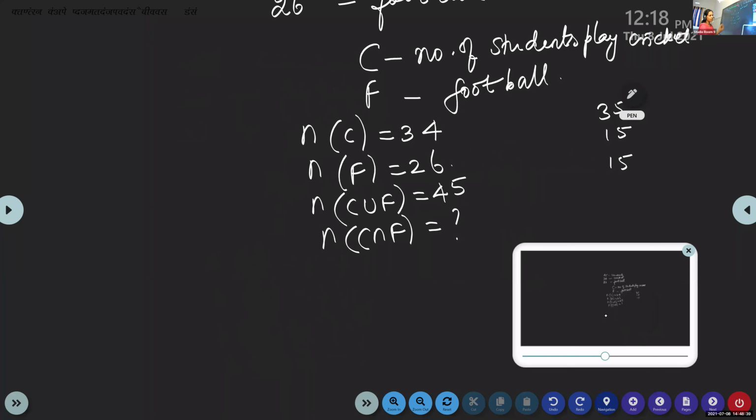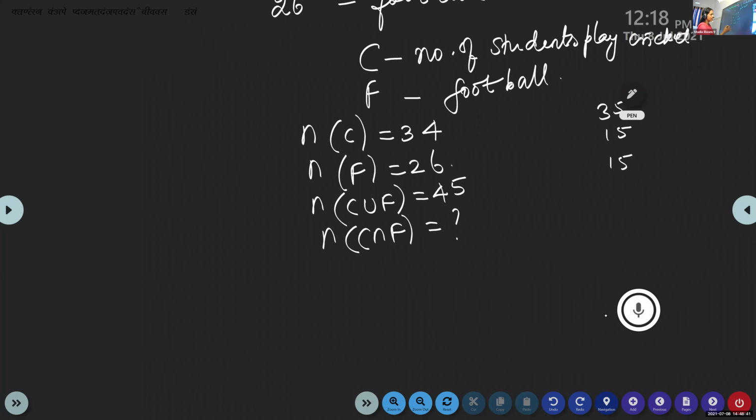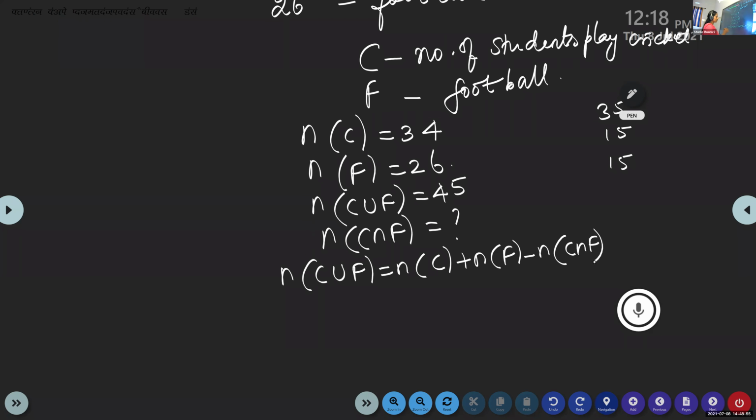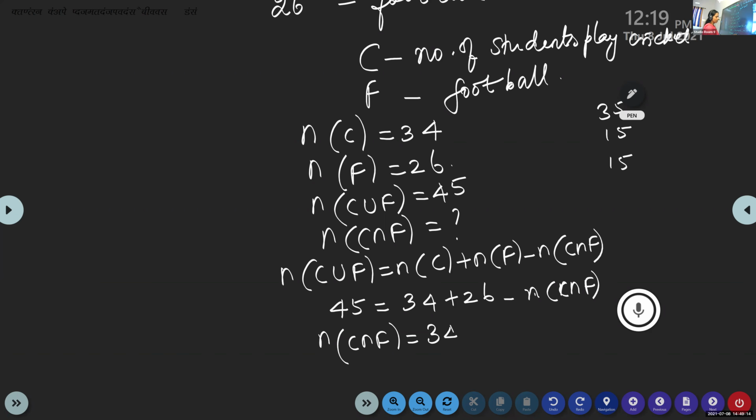When you do this, do it carefully. These are simple calculations only we have. Easily we can solve it, isn't it? Write the formula. N of C union F is equal to N of C plus N of F minus N of C intersection F. The union, the total number of students, is given as 45. N of C is 34, plus 26, minus N of C intersection F. Now, if I take N of C intersection F to the other side, N of C intersection F is 34 plus 26 minus 45.